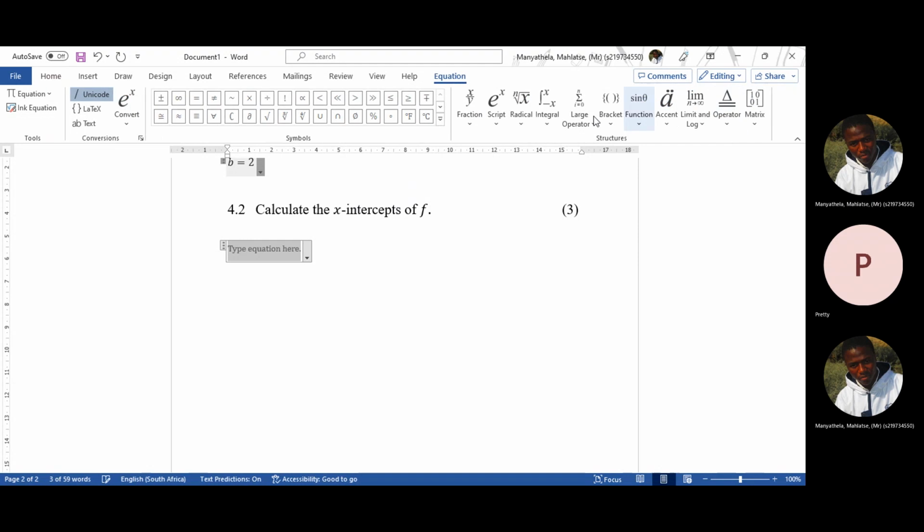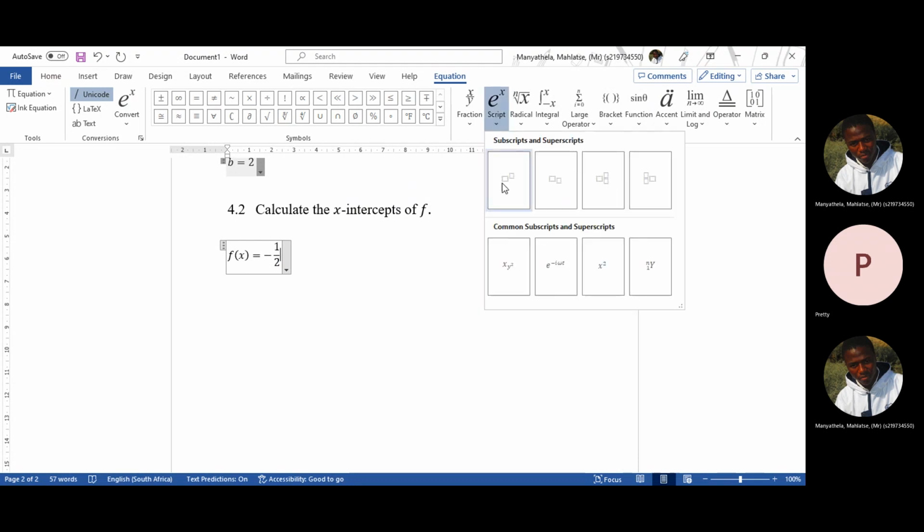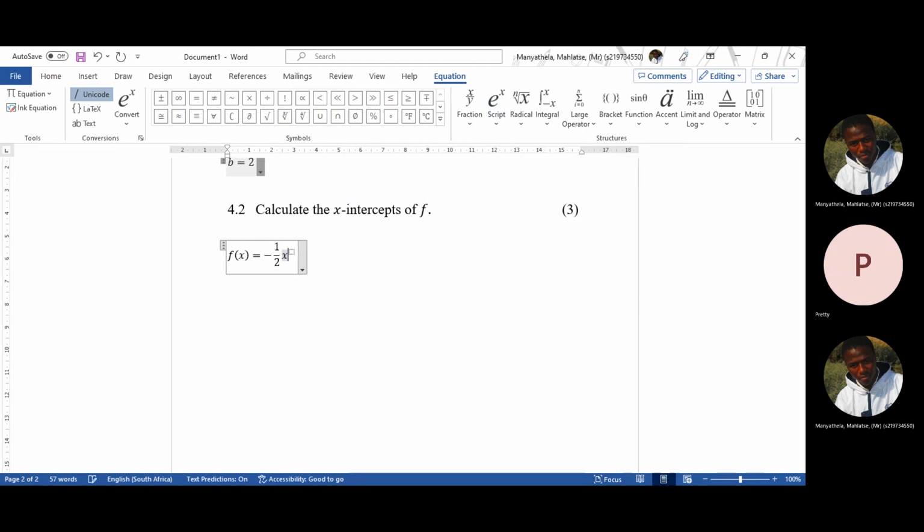The equation, the way we have it, is f of x equals minus, a is 1/2, so minus 1/2 x squared, then the value of b is 2, so plus 2x plus 6. This is the equation after finding the values of a and b.